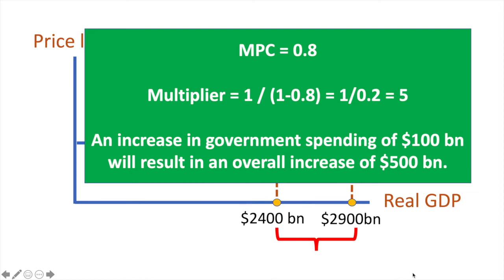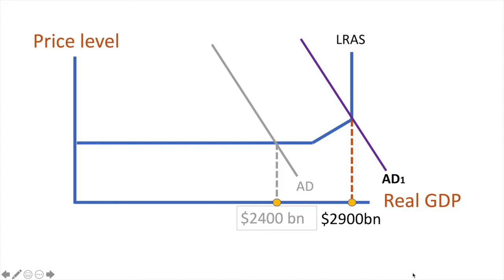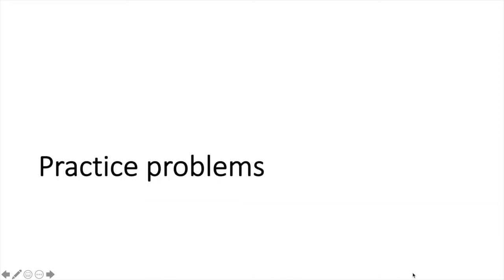So we multiply the $100 billion by 5 and this results in an overall increase of real GDP of $500 billion. So this $500 billion increase consists of the initial injection of $100 billion and the resulting $400 billion increase in spending as a consequence of the initial $100 billion injection. The final level of real GDP will likely match the $2.9 trillion level of output and the economy reaches full employment. The multiplier may be a bit tricky, so I'm going to include 2 practice problems to help.